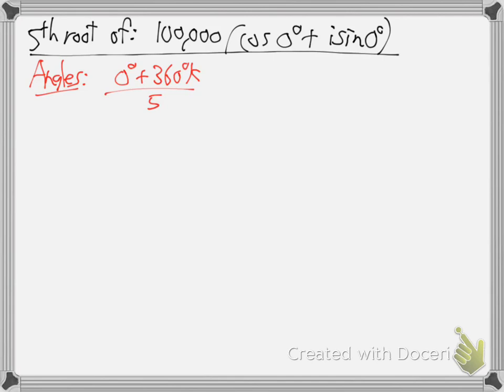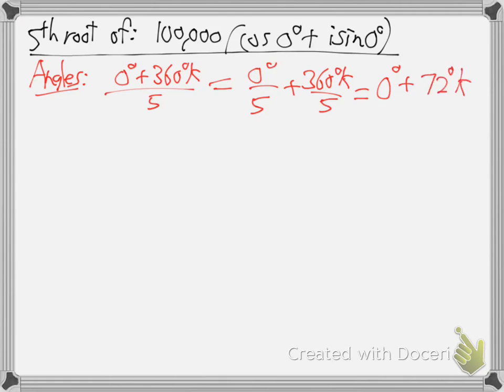So, good so far? So this is going to be 0 over 5 plus 360k over 5. And what's 0 over 5? 0. And 360 over 5, isn't that 72? Yeah, 72 degrees times k. So 0 plus 72k is just 72k. We don't even need the 0. What is the 0 adding to it? Nothing. So 72k. So there's the plan.